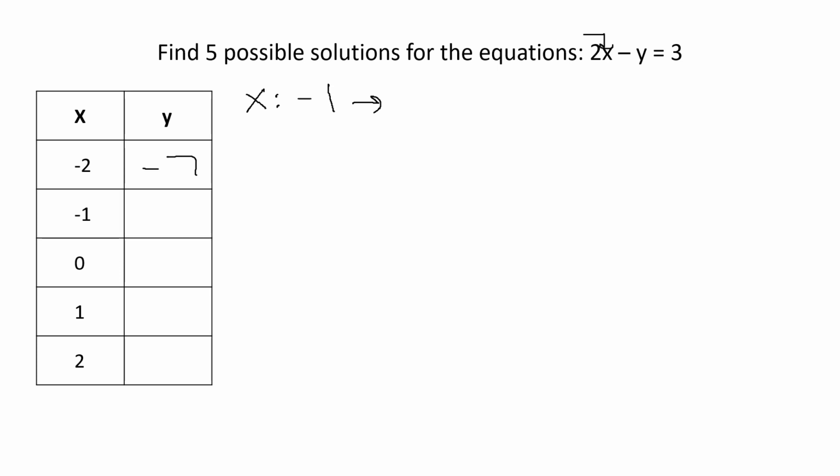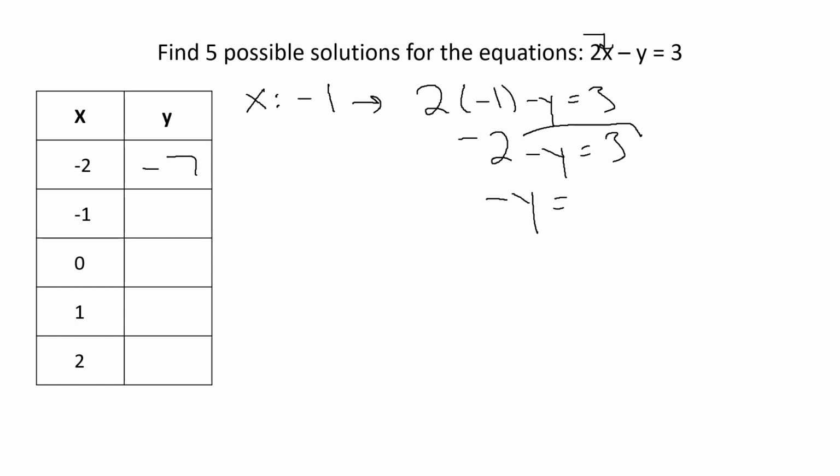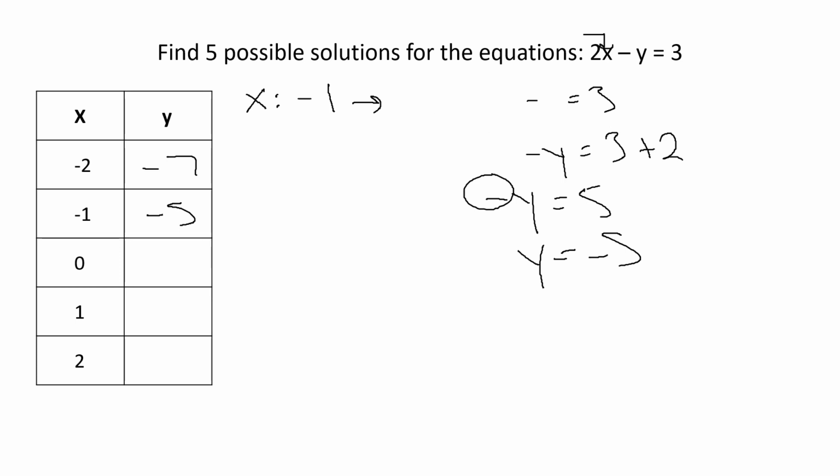So now let's find the value when x is negative 1. 2 times negative 1 minus y equals 3. Negative 2 minus y equals 3. Move my negative 2 over, minus y equals 3 plus 2, which is 5, but I have a negative. So y equals negative 5. So when x is negative 1, y is negative 5. And again, don't worry about this taking you so long. Just do it at your own pace.